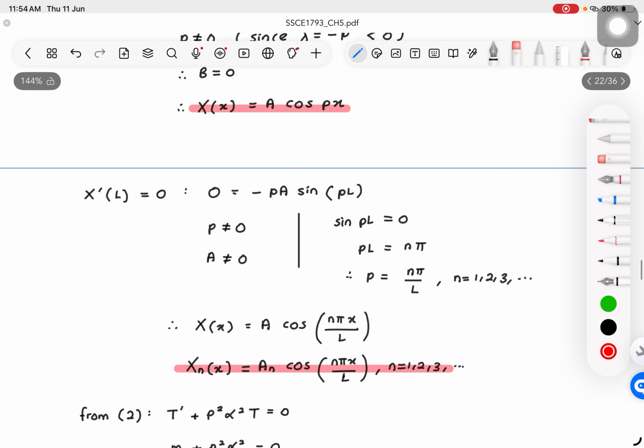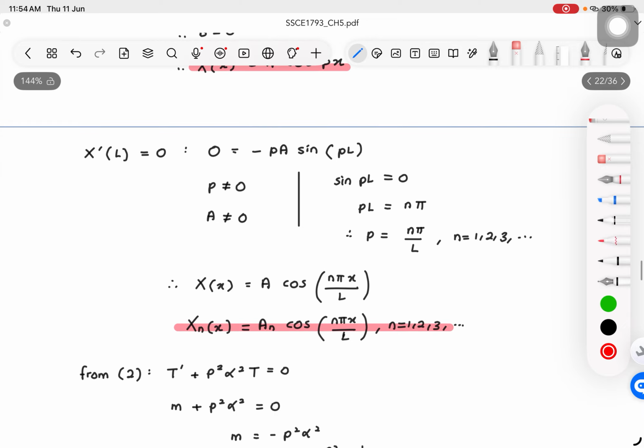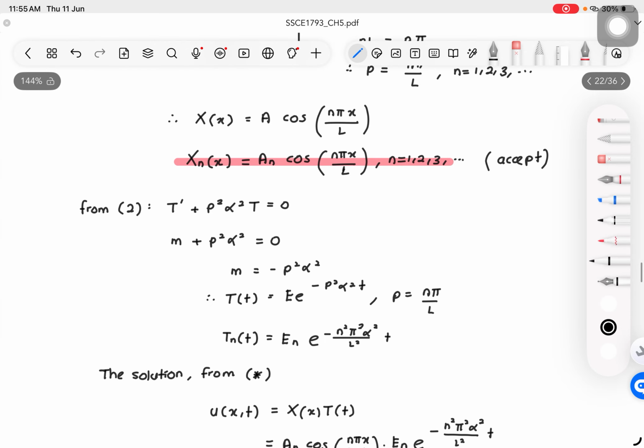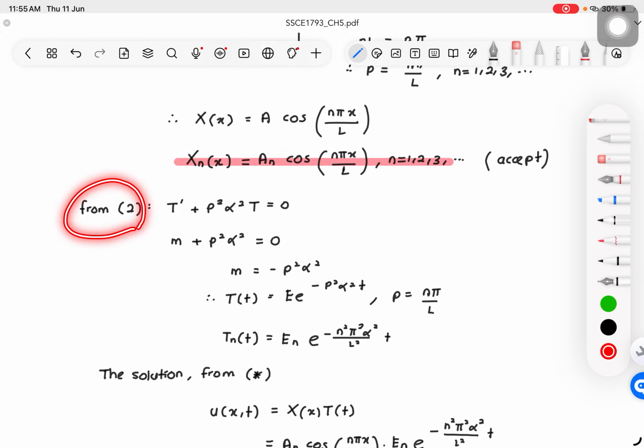Okay, we're gonna have summation after this. Since we get this one as your general solution for x, meaning that this is non-trivial, we're gonna accept this one. If we accept this case 3, we need to find the equation of t. To find the equation of t, you need to use equation 2 just now, which is for t. Substitute lambda equal to negative p squared inside equation 2.